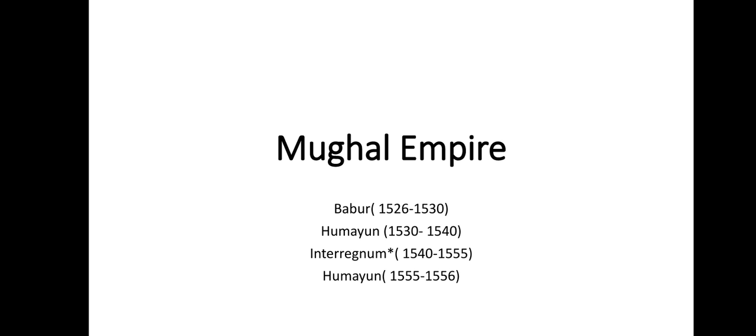Before moving forward, I want to tell you that the Mughal Empire era lasted from 1526 to 1857, and I have divided it into three parts: Mughal rulers 1, Mughal rulers 2, and the third one is Mughal architecture. Today in this lecture we are going to read only about Mughal rulers 1.